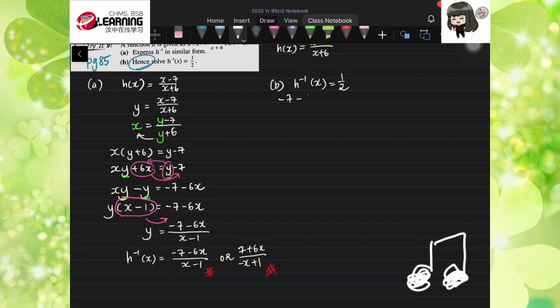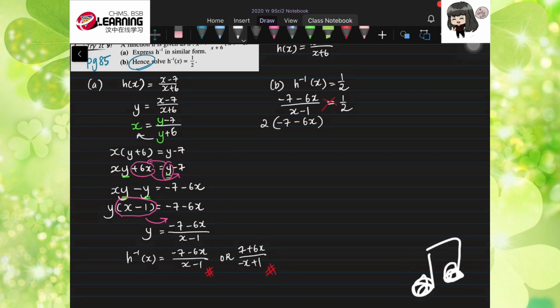Negative 7 minus 6x over x minus 1 is from there, and it equals to half. Now we need to solve. Remember, solve, we need to find x. So what we do here is we cross multiply. So negative 7 minus 6x times 2, I put bracket, equals to x minus 1 times 1, which is still x minus 1.